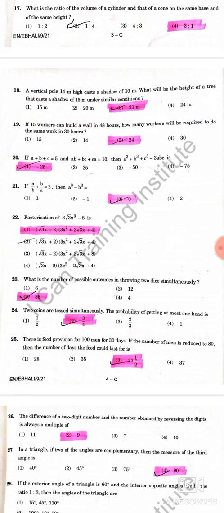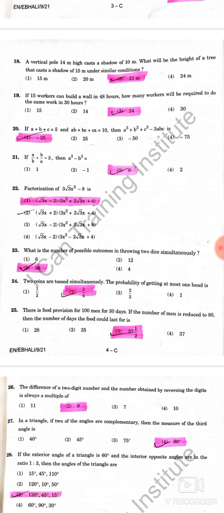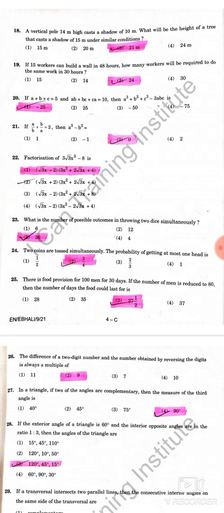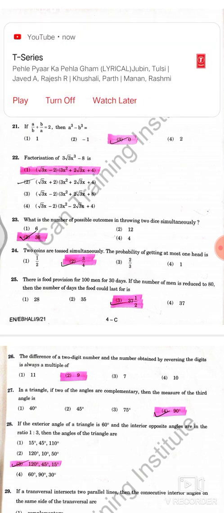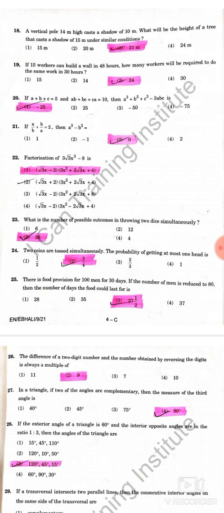Question number 20. If A plus B plus C is equal to 5 and AB plus BC plus CA is equal to 10, then A cube plus B cube plus C cube minus 3ABC is, and the answer is option number 1. Question number 21. If A divided by B plus B divided by A is equal to 2, then A cube minus B cube is equal to, and the answer is option number 3. Question number 22. Factorization of 3x cube minus 8 is, and the answer is option number 1.